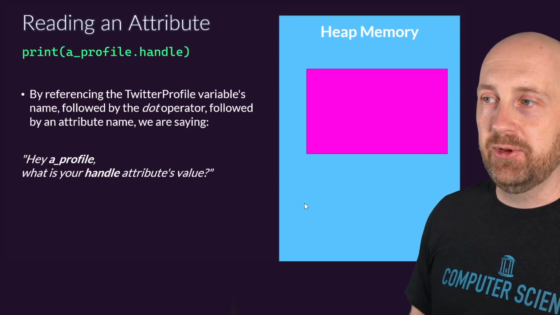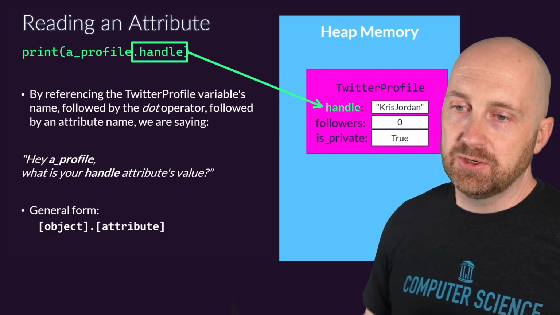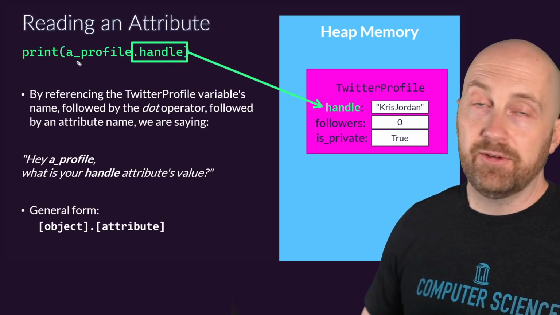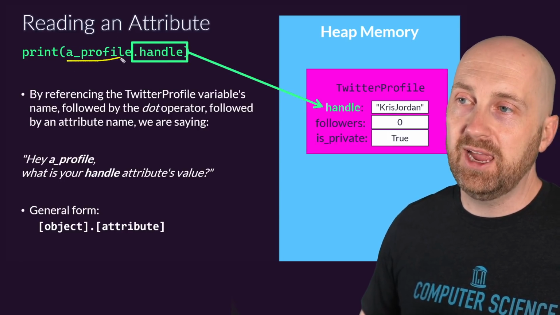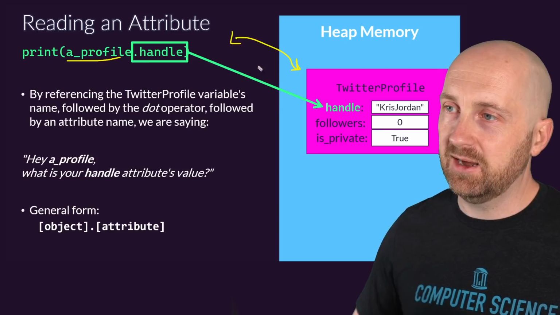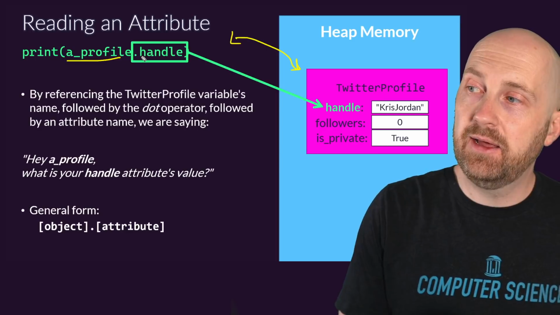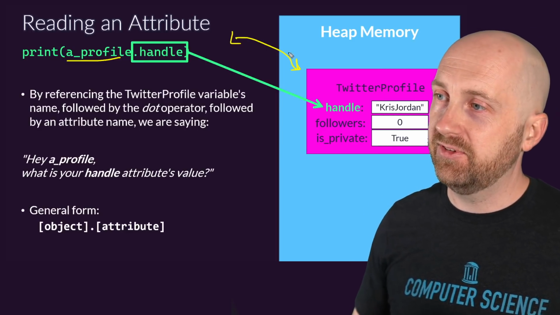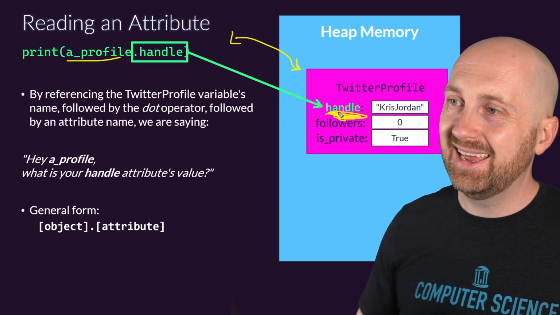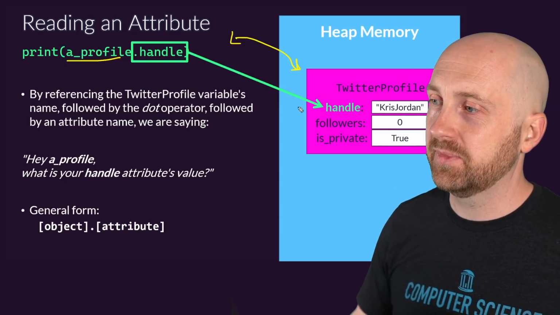When we read an attribute, we are saying a profile.handle. So the way to read this expression is initially from left to right, right? So a profile is going to be a variable that refers to this particular object. And then the dot operator is saying, hey, look inside that object. So follow this reference arrow and look inside this object for an attribute named handle and give me back whatever it's bound to. And in this case, it would be the string Chris Jordan, right?